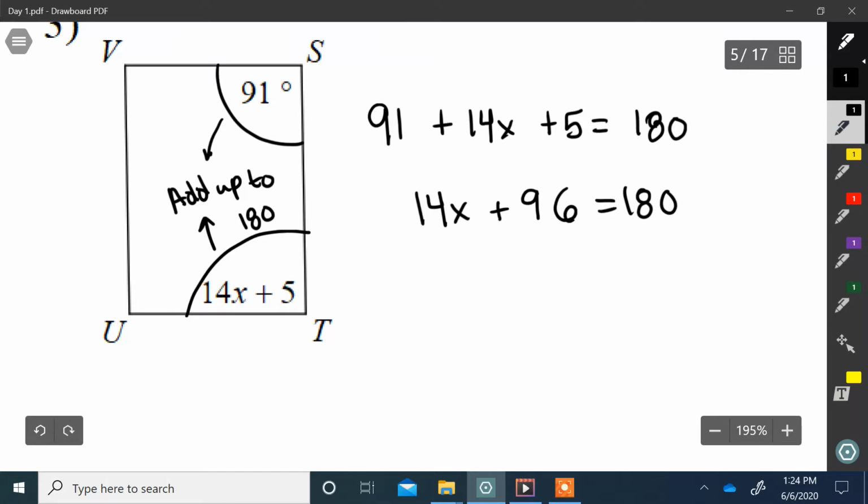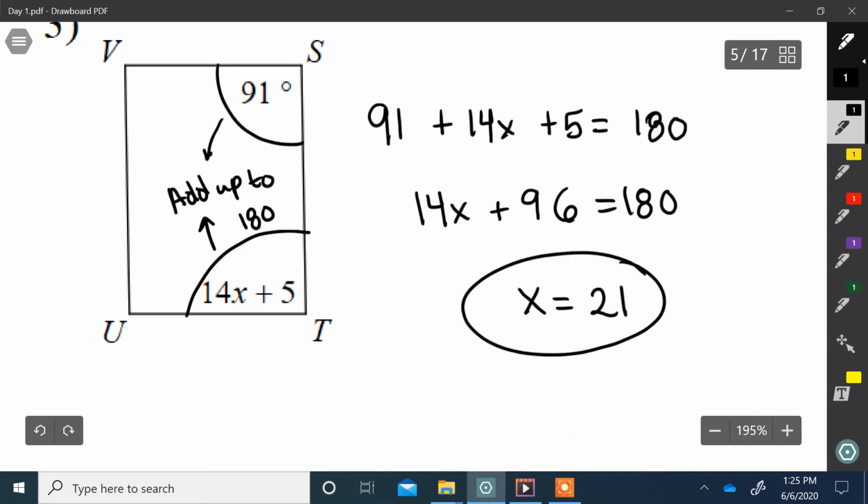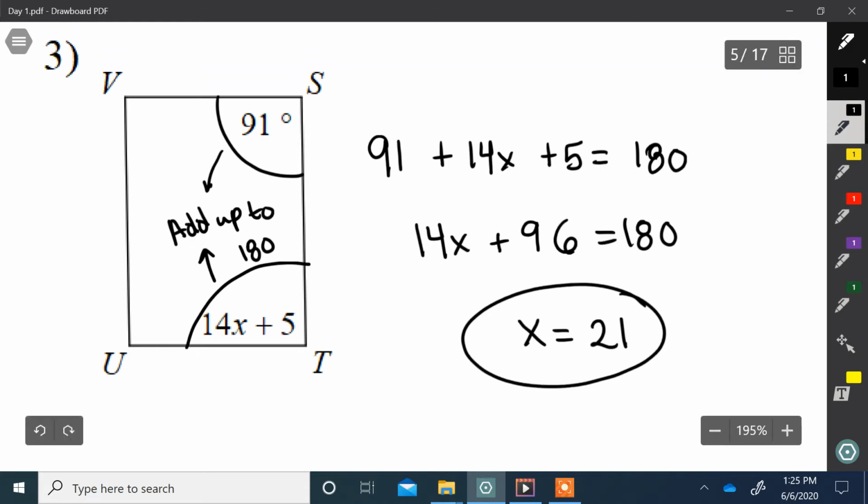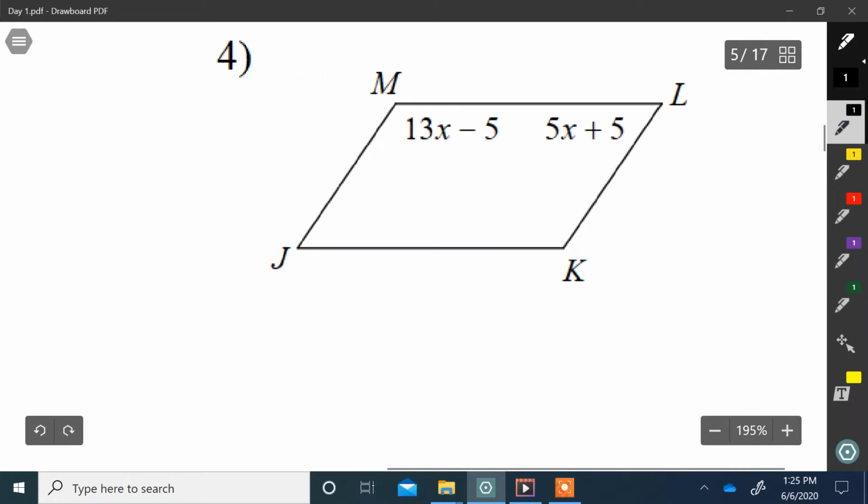I'm going to skip some steps in here. I'm going to subtract 180 minus 96, that's 84, divided by 14. I get that x is equal to 21. Now, I did skip some steps here and here because I'm assuming that you already know how to solve for x there. Hopefully you do. What I did was subtract 96 on both sides, and then I divided by 14 on both sides. All right, so we got that there.